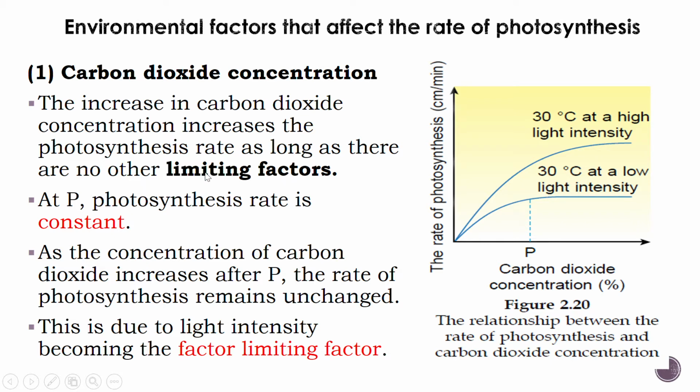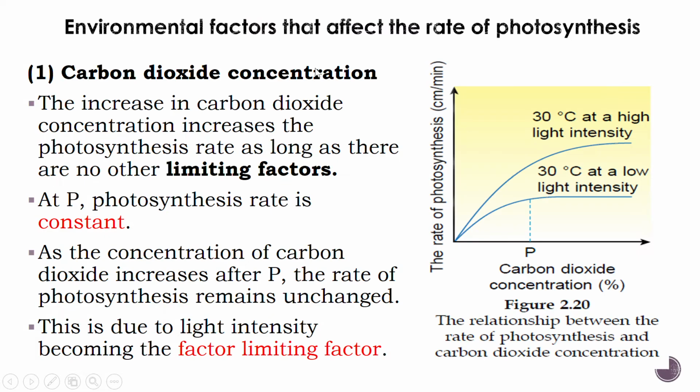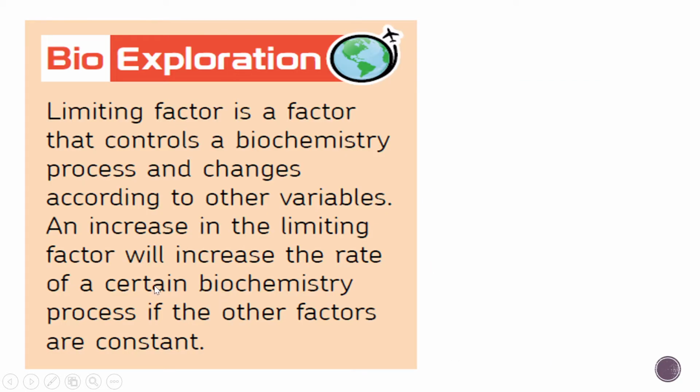So I wonder if you still remember the meaning of limiting factors, ataupun faktor pengehat. Okay, it's actually a factor that controls a biochemistry process. So in this case, biochemistry process di sini adalah photosynthesis lah. So it changes according to other variables. Okay, because we know there are other factors that affect the rate of photosynthesis. So perlu mengambil kira faktor-faktor lain adalah tetap, okay, constant. Other factors are constant. Otherwise, it's going to affect the rate of those biochemistry process.